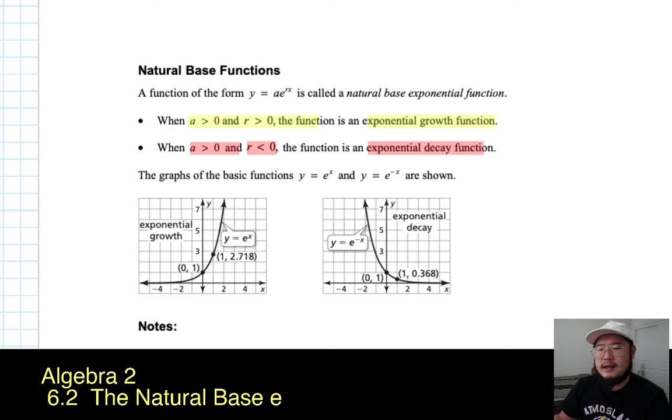In order for you to get this exponential growth function right here, the a value needs to be greater than zero, and the r value must also be greater than zero. And then you'd have yourself exponential growth. We get exponential decay when a is still greater than zero, but our value of r is less than zero. Then you have exponential decay with natural base e. So in both exponential growth and decay, a is going to be greater than zero. It's your value of r which will determine whether it's growth or decay.